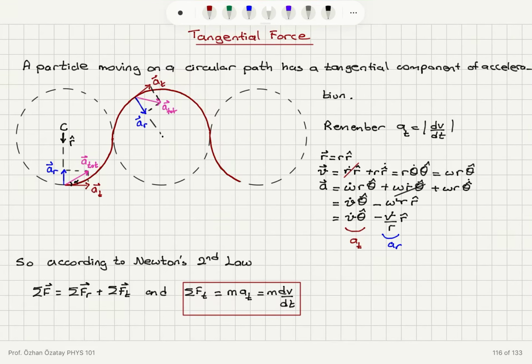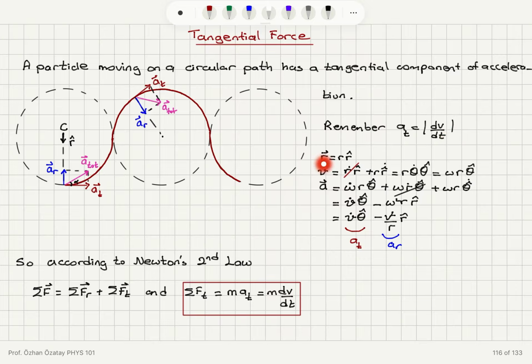Now we will talk about a particle moving on a circular path. If you remember, if we don't have uniform circular motion, the particle is moving on a circular path like this, we must have a tangential acceleration, a tangential component of acceleration. In our treatment of this problem in kinematics, we found that this tangential acceleration was the rate of change of the speed of the particle.